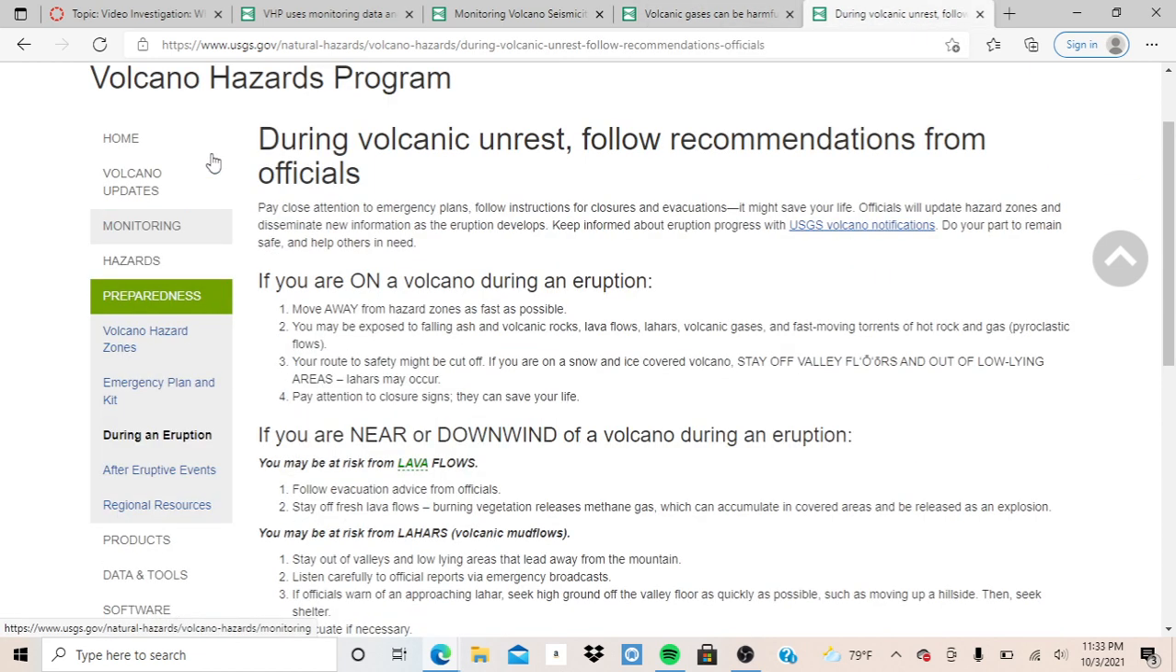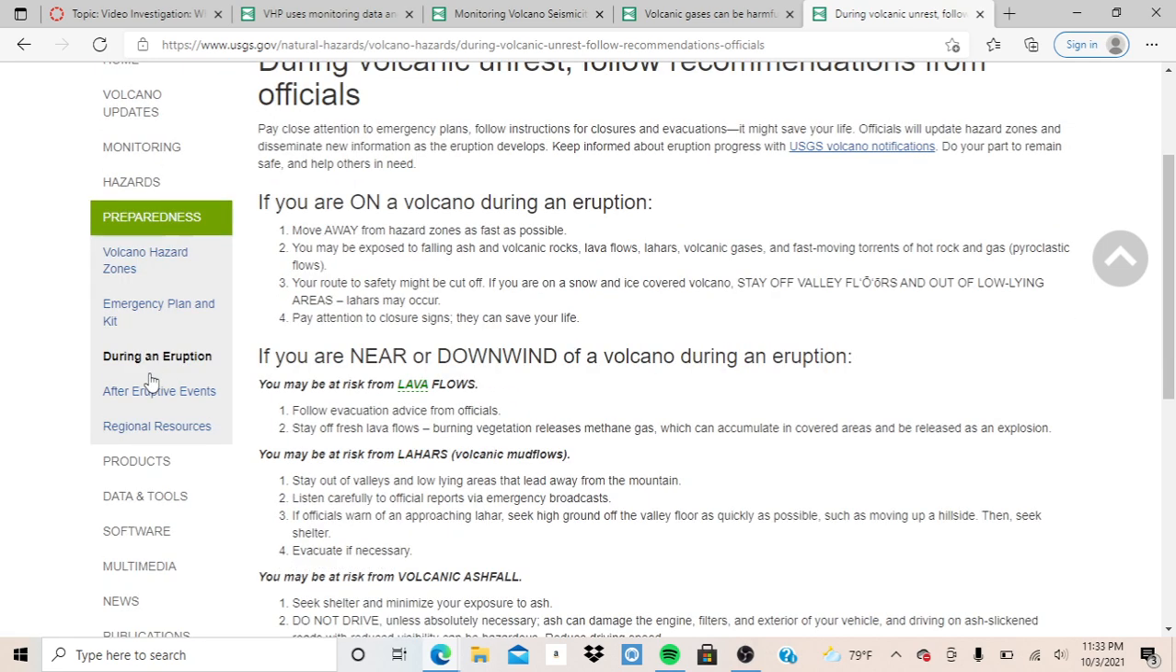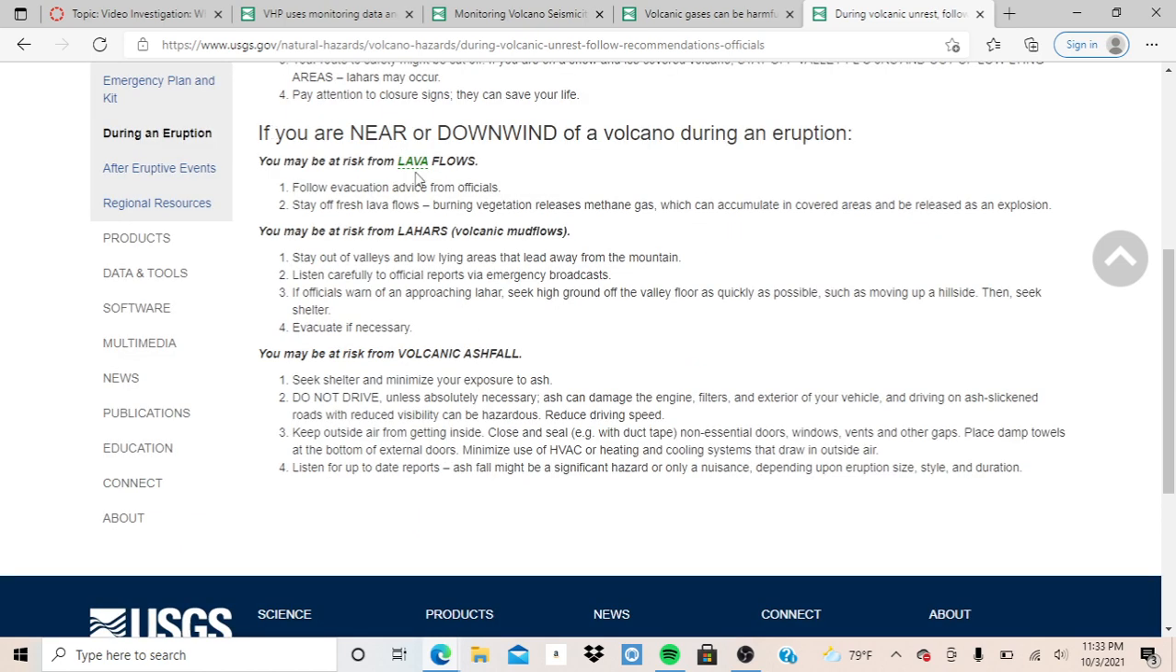And the preparedness tab that I'm going to be presenting is during an eruption. So right here, if you're near or downwind of a volcanic eruption, it is very dangerous. So you must be able to follow the evacuation guidelines and know which areas are closed off. If they tell you to stay out of valleys or low-lying areas, then you better listen because it's a life or death situation. You should pay attention to the broadcast. Pay attention to every little sign that could help you.